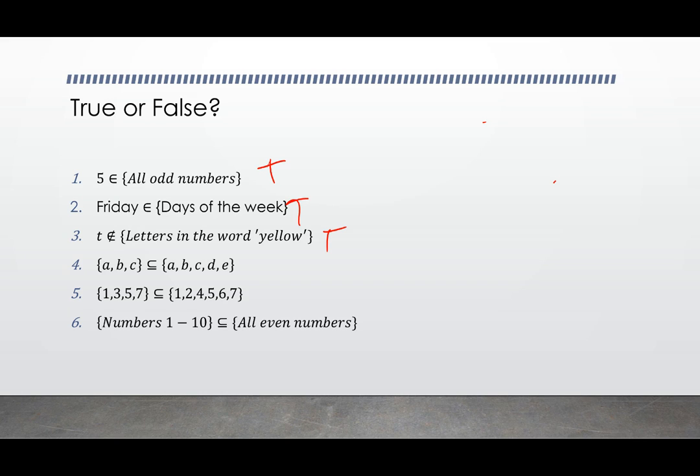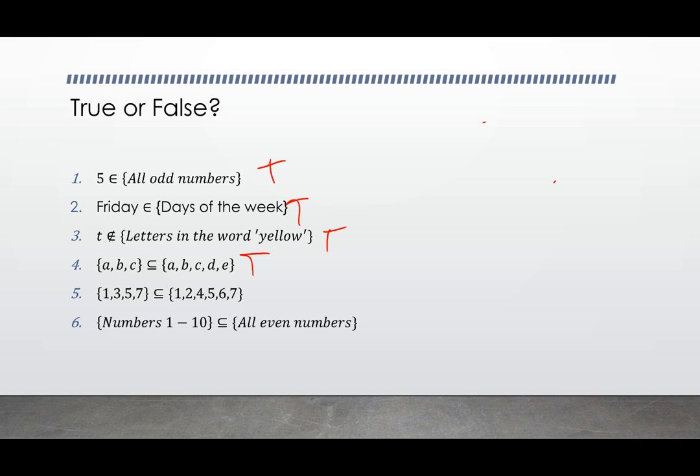Number 4, A, B, C is a subset of A, B, C, D, E. And to be a subset, all of these elements would have to also be within this set. And you can see that they are. All the elements here are within the bigger set as well. So that is true. A, B, C is a subset because all these elements are also in that bigger set.